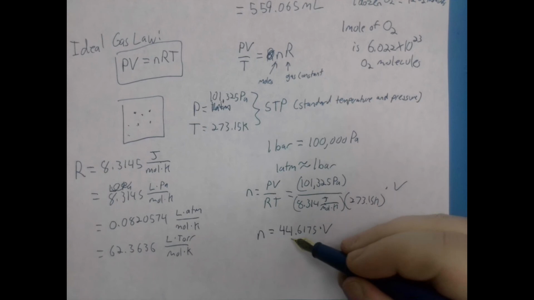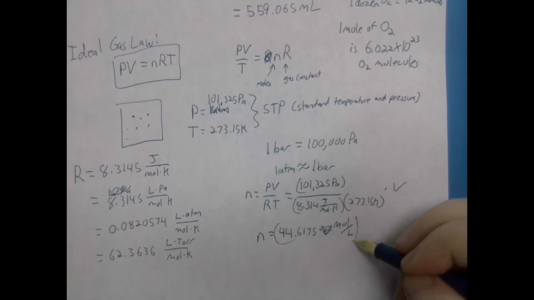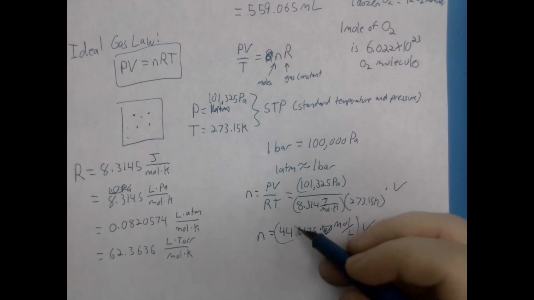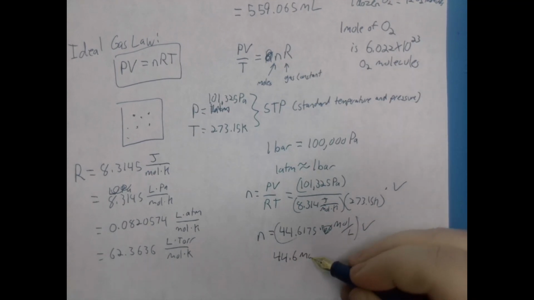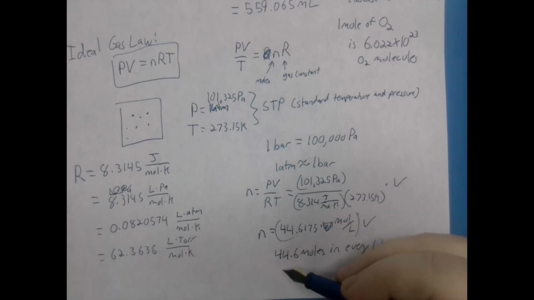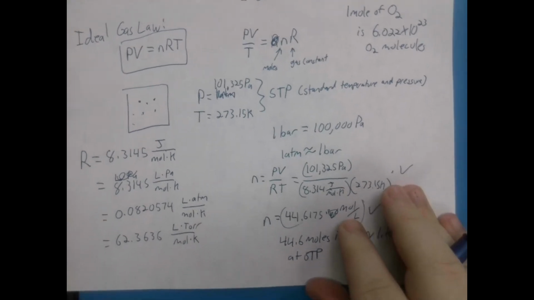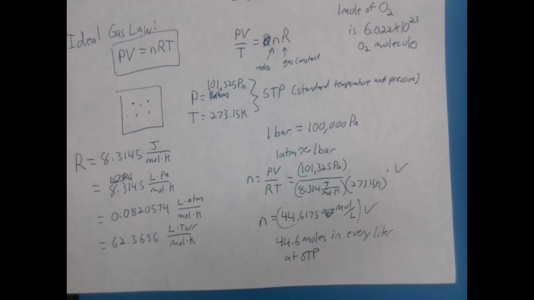The unit for this would be moles per liter times volume. So that means there is 44.6 moles in every liter at STP. So if you have a 2-liter bottle, you can actually count how many particles is in it. You can work this out also changing the temperature and the pressure to get more accurate values. But this is a nice little way of figuring out how many moles is in a container.